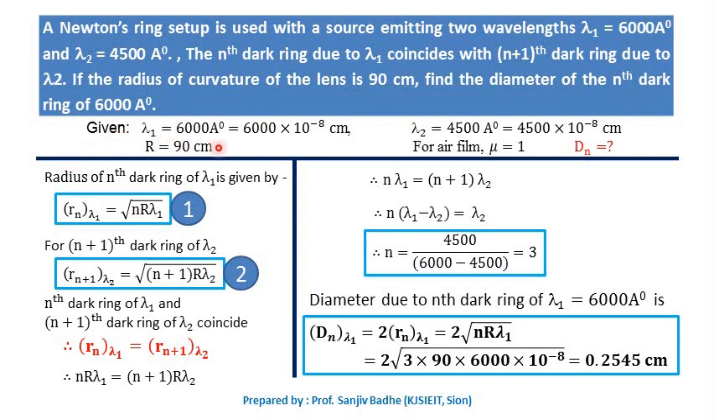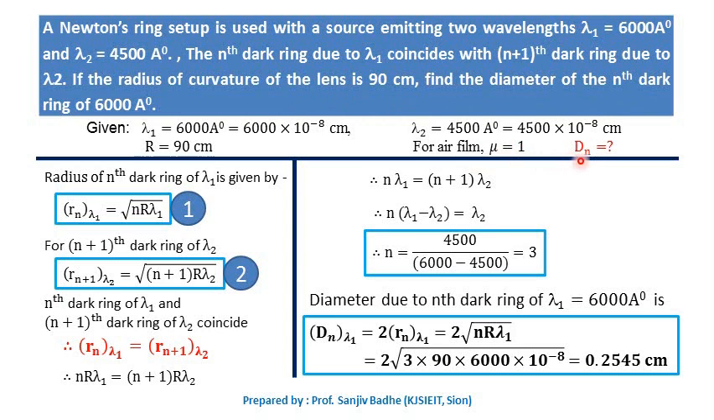So here lambda 1 is given as 6000 angstroms, that is equal to 6000 into 10 raised to minus 8 centimeter. Lambda 2 is 4500 angstroms, that can be written as 4500 into 10 raised to minus 8 centimeter. The radius of curvature of the lens is given as 90 centimeter. The refractive index of the film is not given, so we will assume it to be an air film and we will put mu equal to 1.